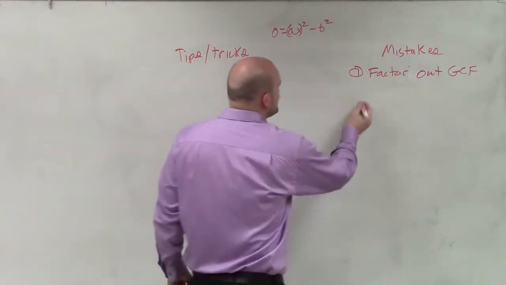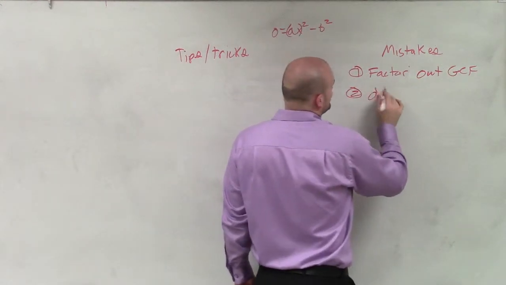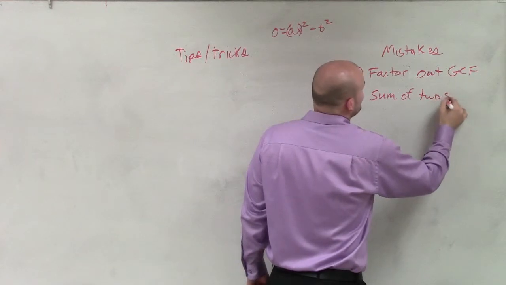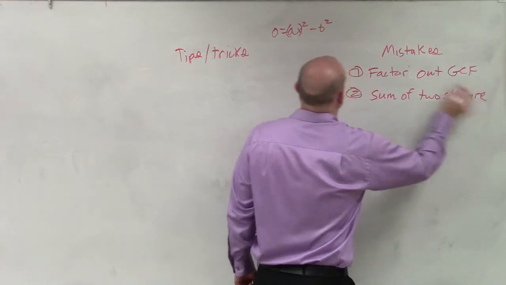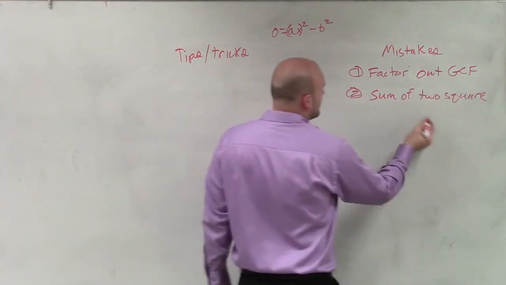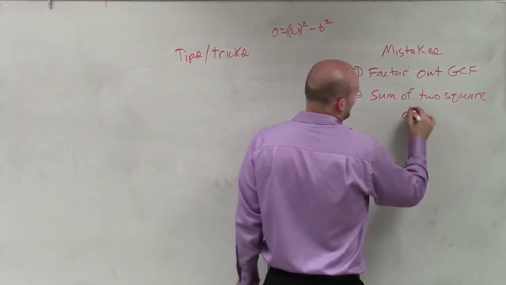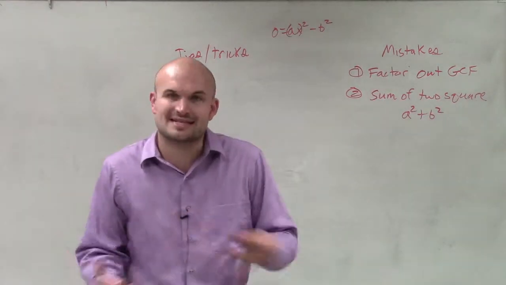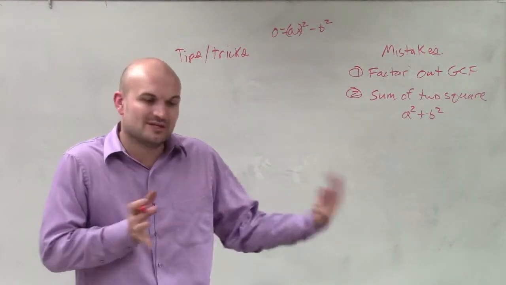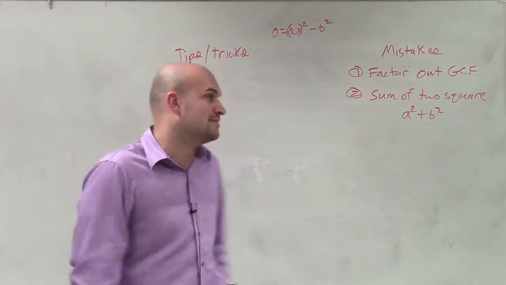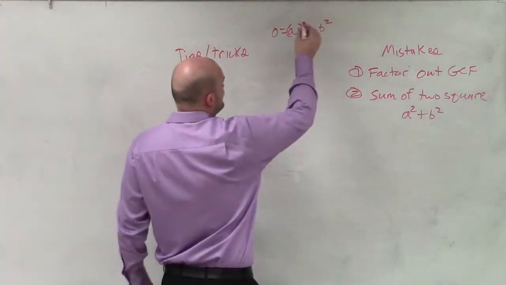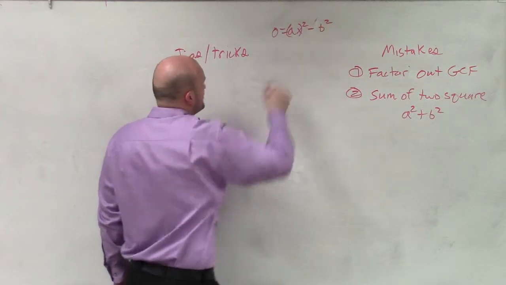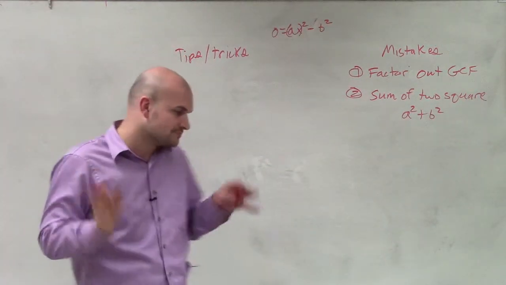The second most common mistake that I see students make is they do the sum of two squares. We cannot factor using the difference of two squares method when we have a squared plus b squared. So you cannot factor it using the same technique. You're going to have to use the square root method if it comes up. Therefore, if you have something like ax squared plus b squared, we're not going to be able to solve it using the difference of two squares method.